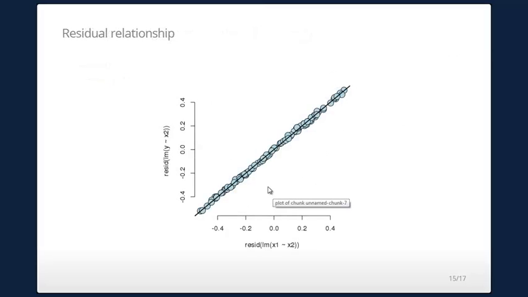So, but what happens if we, instead of plotting y versus x1, we plot the residual of y having taken out the effect of x2, and the residual of x1 having taken out the effect of x2? There's almost no variation left, right? So y and x are almost perfectly explained.